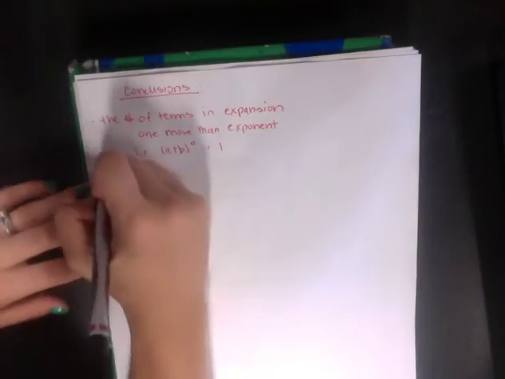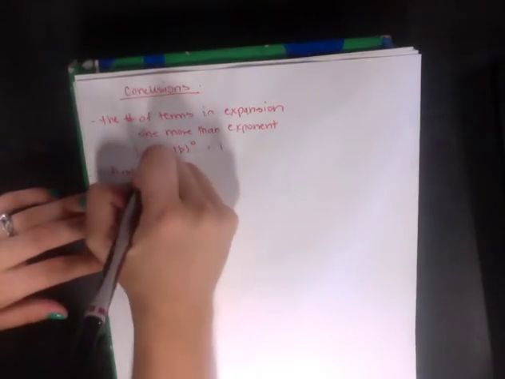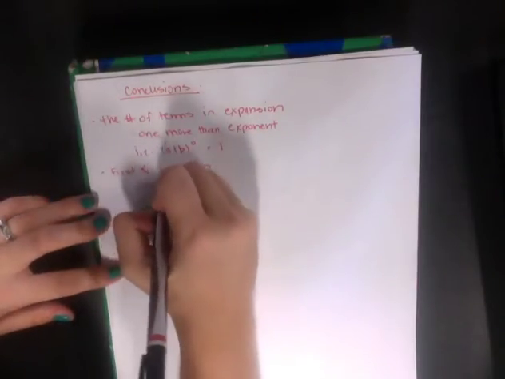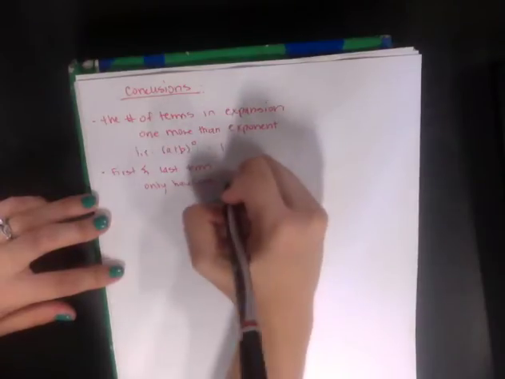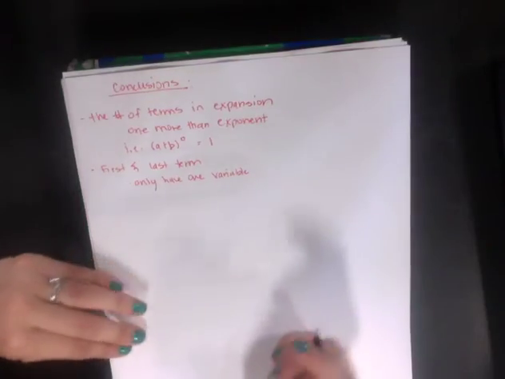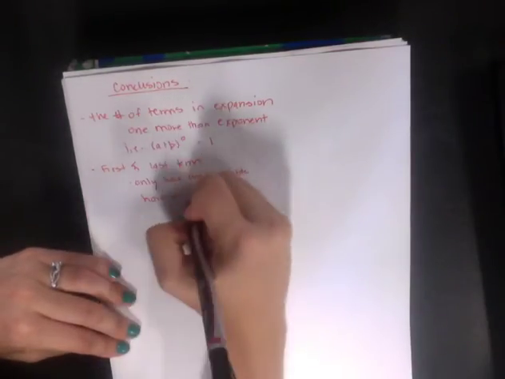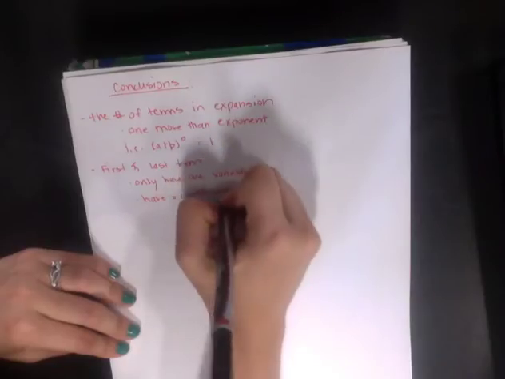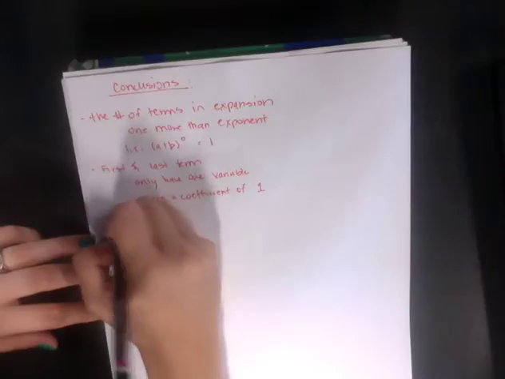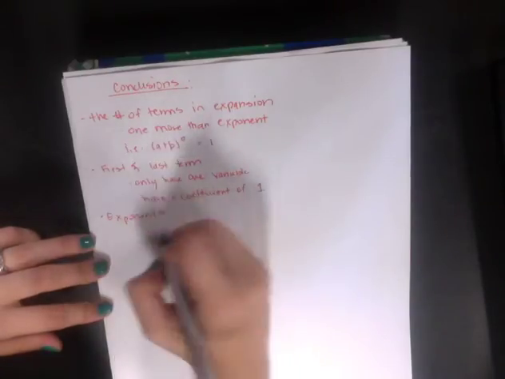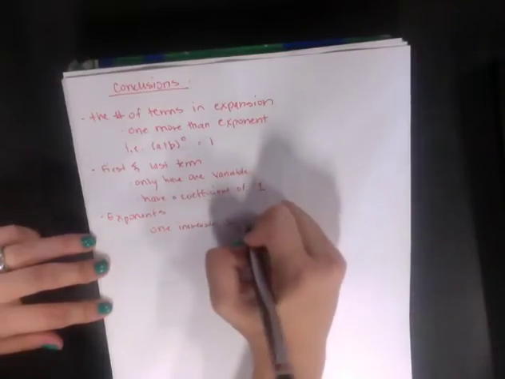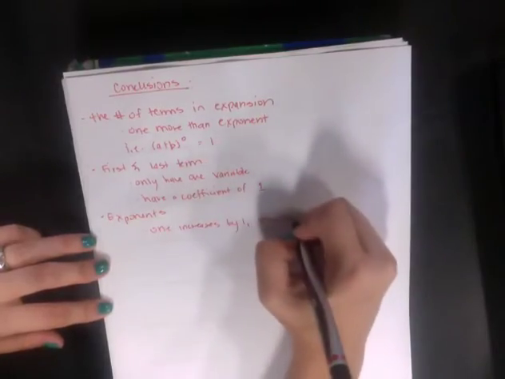Okay? Now, our first and last term, they only have one variable, meaning it's just a, it's just b, and they have a coefficient of 1, always. Okay, the exponents: one increases by 1, and the other decreases by 1.